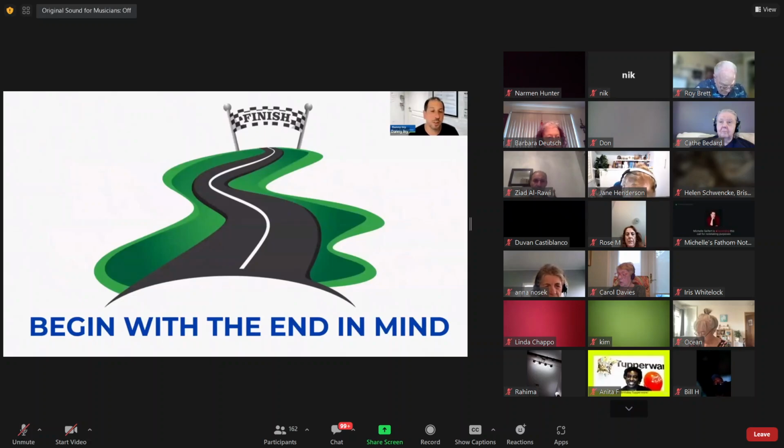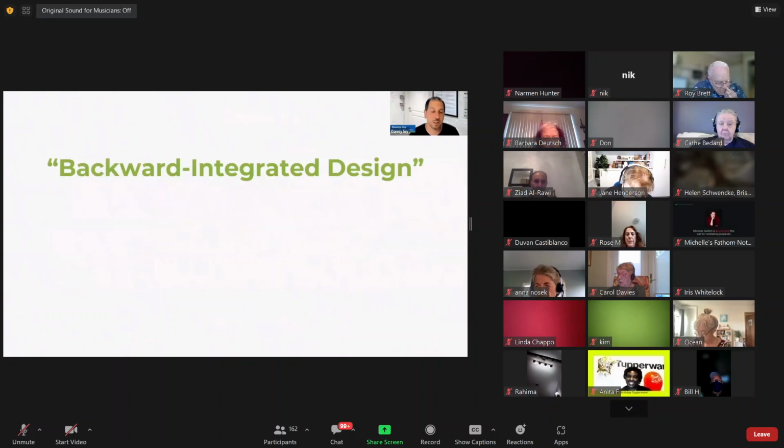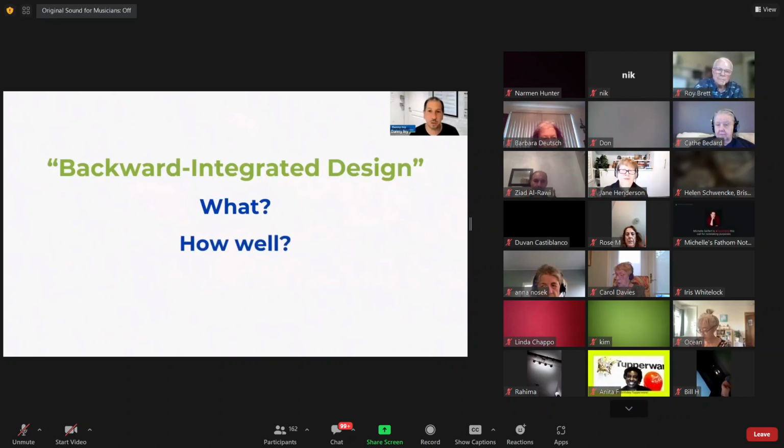And there's a term for this. Instructional designers call this backward integrated design. And you want to do this 3 levels deep. The first is what, right? What, at the end of the day, do they want to be able to do? But we want to go deeper than that. How well do they want to be able to do it? Because different levels of skill require very different levels of training, right?